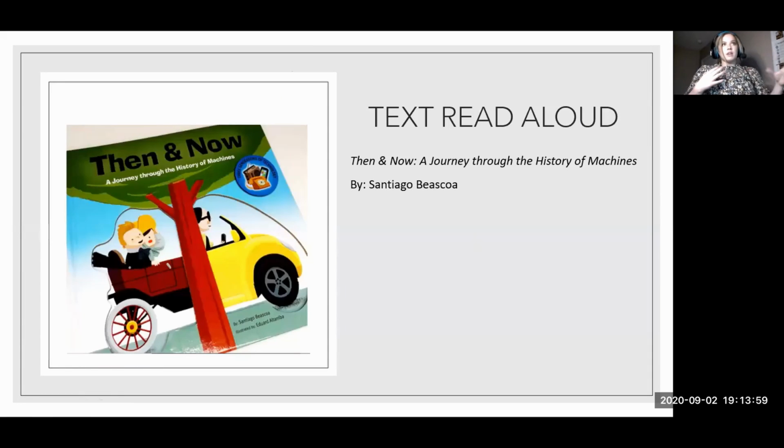Okay, guys, so I want everyone to come up to the carpet up front real quick, and then we are going to read our story, Then and Now: A Journey Through the History of Machines. And while we read this book, I want everyone to pay attention. That way we can see the different types of technology and machines that they had in the past, and we'll discuss how they are different from the technology and the machines that we have in the present, okay?